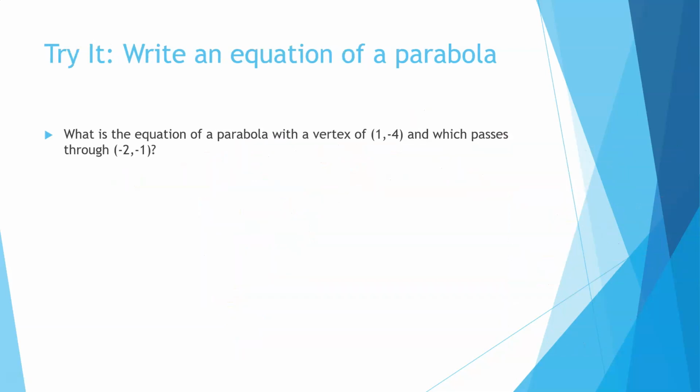Okay. Once you have that, I want you to pause your video and I want you to try this. Okay, go through those 3 steps. This time the parabola has a vertex of 1, negative 4, and it passes through the point negative 2, negative 1. So pause the video, go through those 3 steps, and then unpause and see how you did.